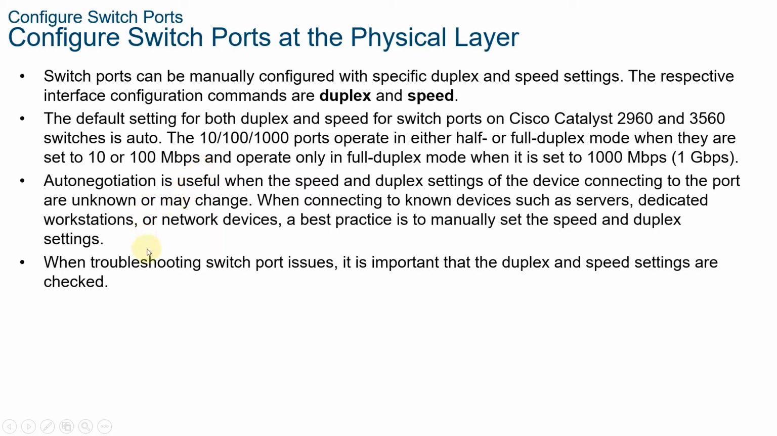Auto negotiation is useful when the speed and duplex settings of the device connecting to the port are unknown or may change. When connecting to known devices such as servers, dedicated workstations, or network devices, a best practice is to manually set the speed and duplex settings. When troubleshooting switch port issues, it is important that duplex and speed settings are checked.